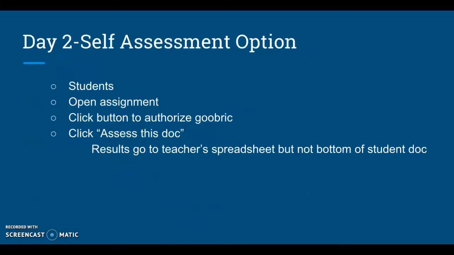On day 2 then, there would be a self-assessment option, assuming that the student has completed the assignment, or at least a rough draft of whatever the assignment is. Students would open the assignment. The first time they use Goobric, they'll have to click a button to authorize Goobric. And then they would simply click on Assess This Document in the top right-hand corner. The results then would go to the teacher's spreadsheet.